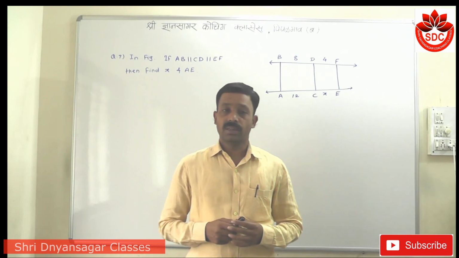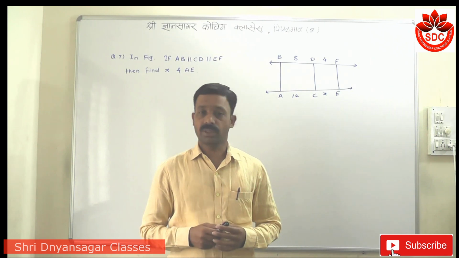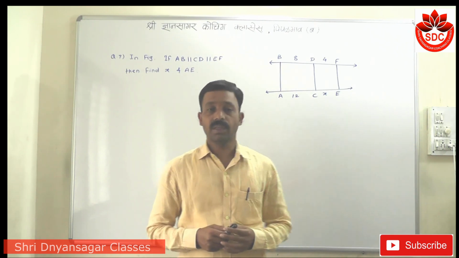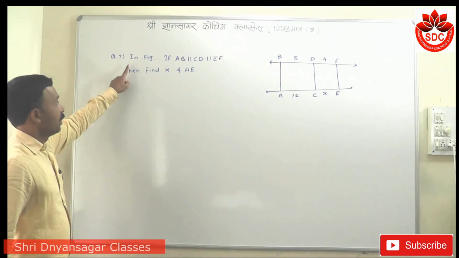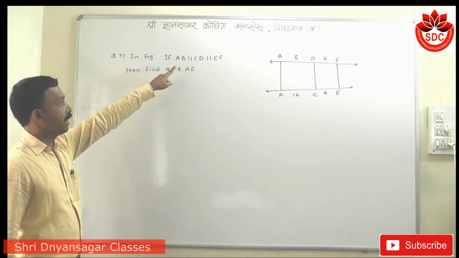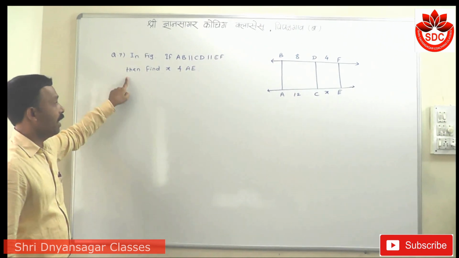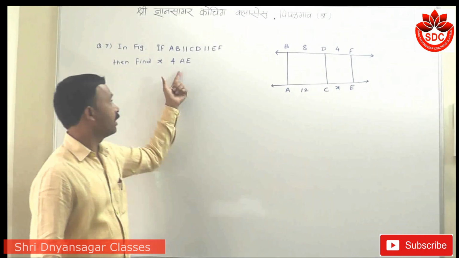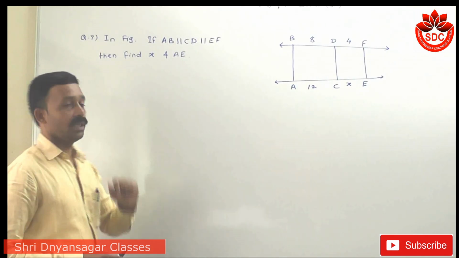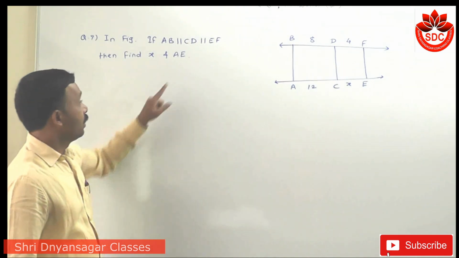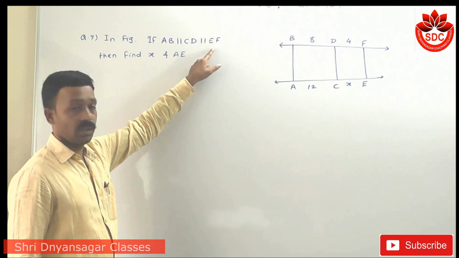Today we discuss practice set 1.2, question number 7. The question is: in this figure, if AB is parallel to CD is parallel to EF, then find the value of X and AE. Students, when we observe this figure, these three line segments are parallel to each other.